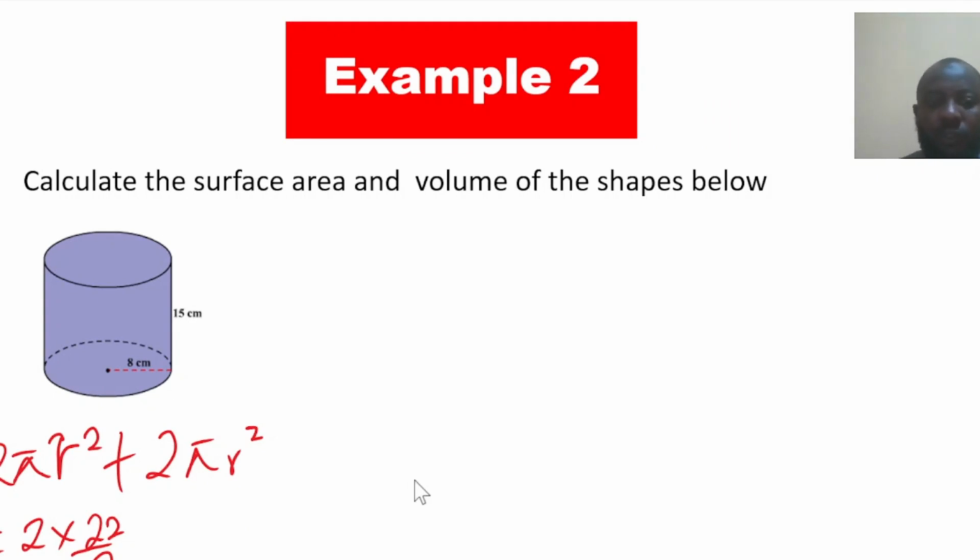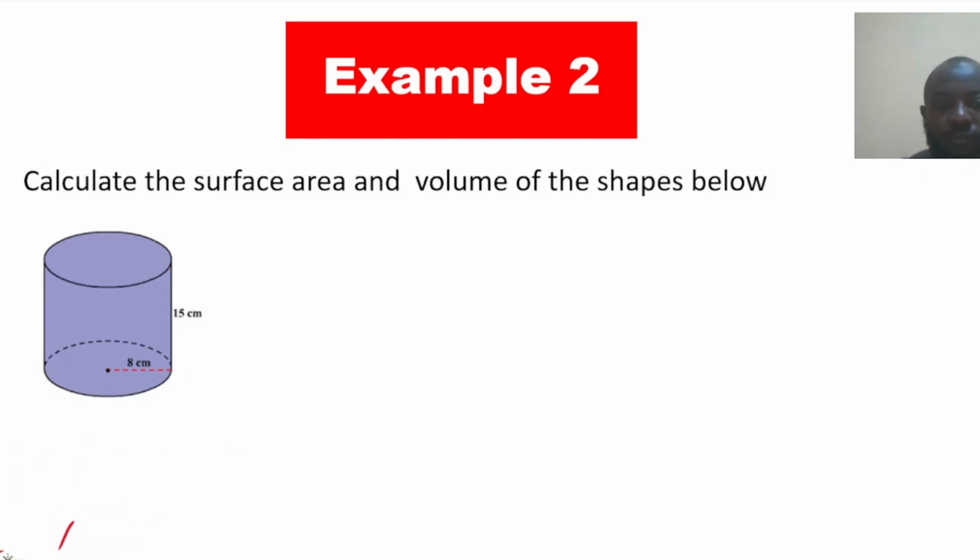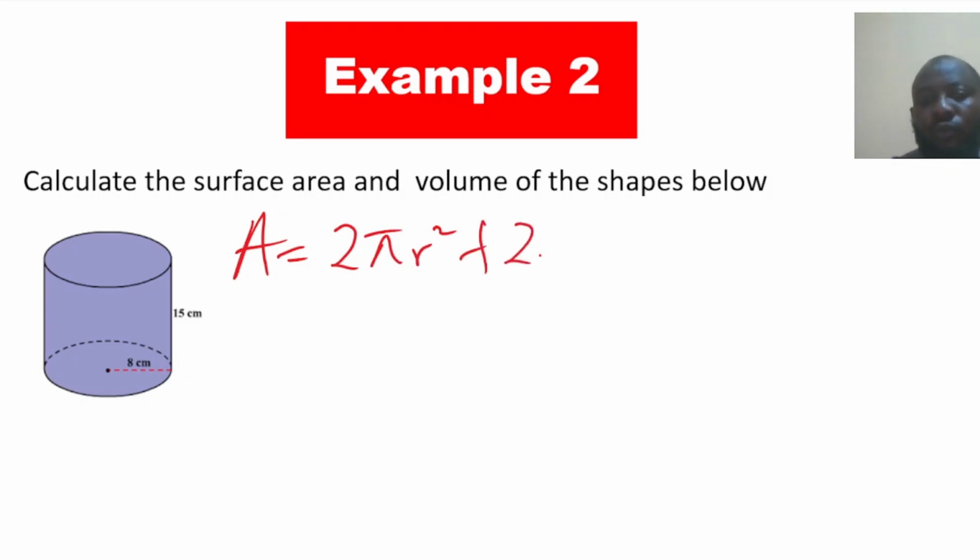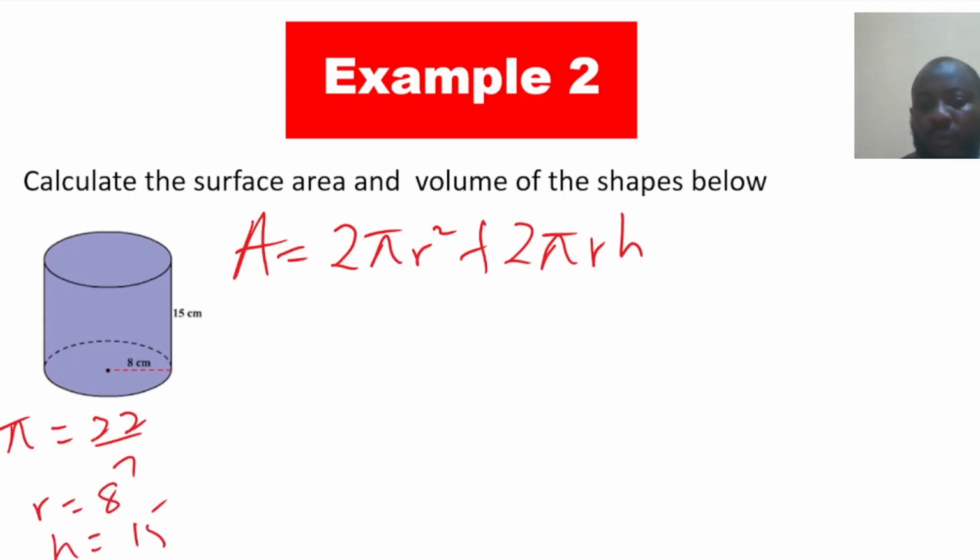Okay, let's do it somewhere here. So we have area is 2 pi r squared plus 2 pi rh. So here the pi is equal to 22 over 7. The radius is 8 and the height is 15. I hope this is clear. Okay, good.